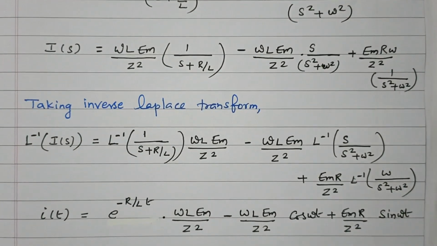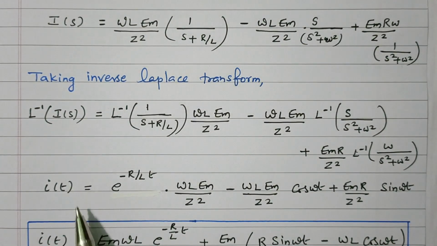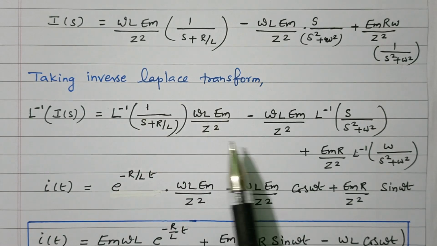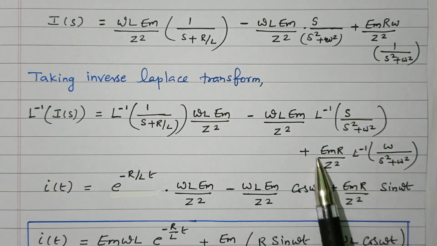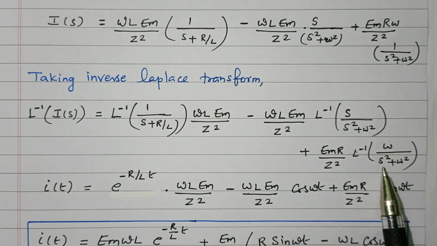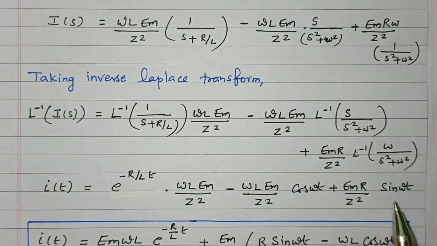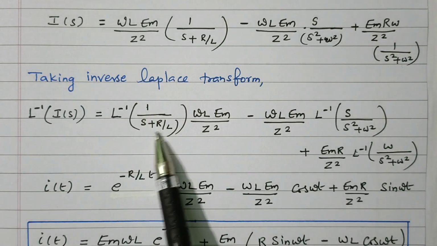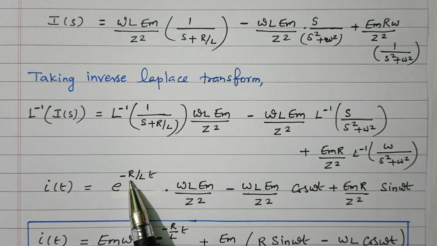Take inverse Laplace on both the sides. So inverse Laplace of I of s is nothing but I of t. Now again it is converted into the t domain. Laplace inverse of 1 divided by s plus r by l; this is constant and this is constant. Laplace inverse of s divided by s square plus omega square; this is constant. Laplace inverse of omega divided by s square plus omega square. So we are taking omega here, because then only we can go for sin omega t. Right. So inverse Laplace of 1 divided by s plus a is nothing but e power minus at, and a is nothing but r by l.